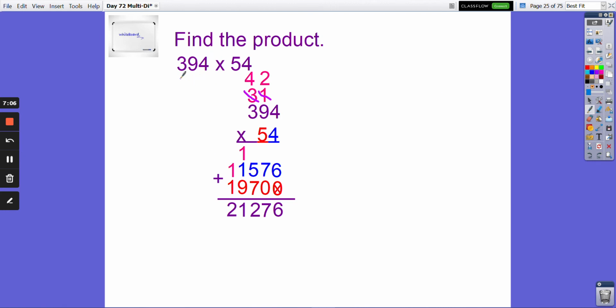If you estimated, this would be close to 400. This would be close to 50. I see 4 times 5 is 20, and I'm going to have 1, 2, 3 zeros behind that. So my estimation is 20,000. My exact answer is 21,276. I'd say my answer makes mathematical sense.